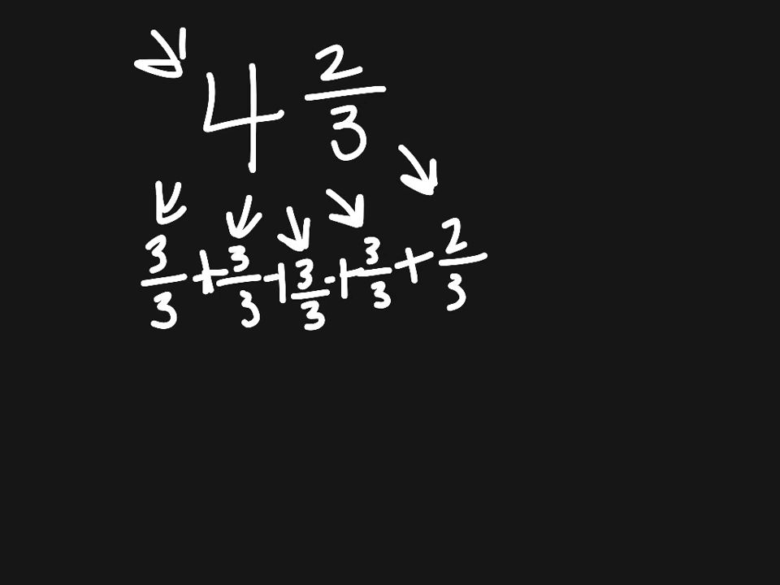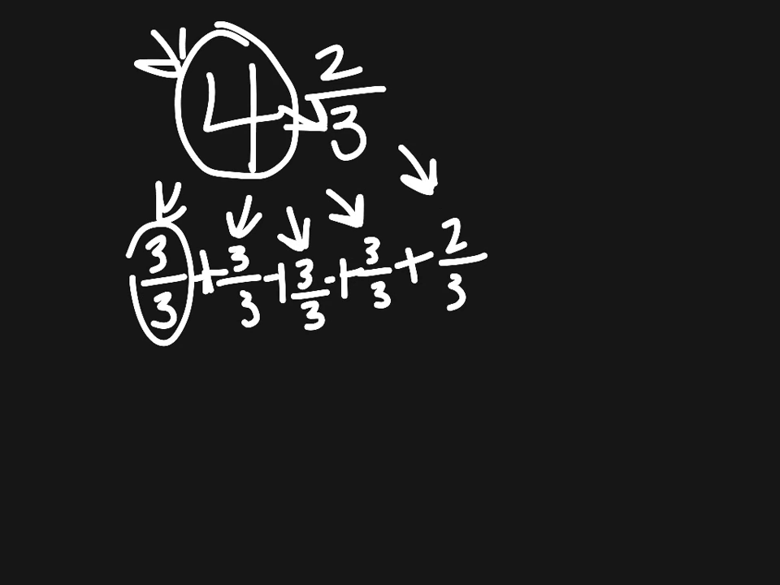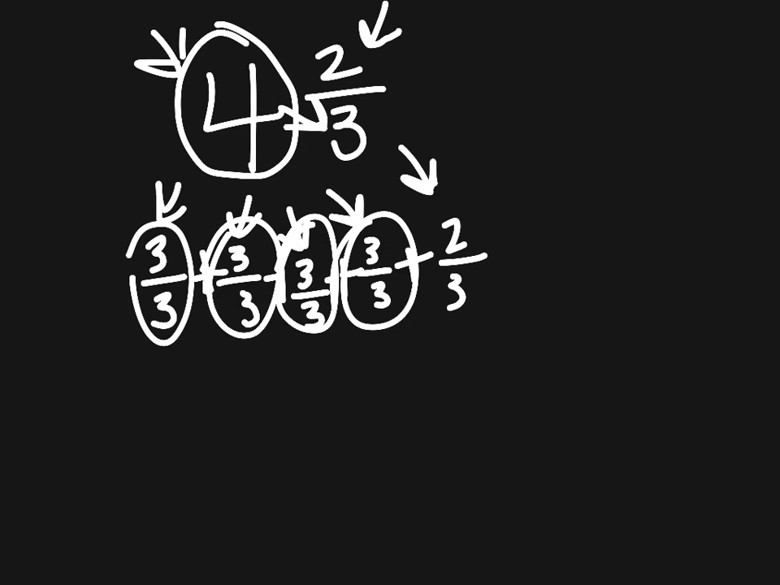So what you could do is take your whole number and multiply it by the denominator. Because here I see that I added 3/3 4 times. 1, 2, 3, 4. So I know that the sum of these is going to be 12, which is the same as 4 times 3. So I could just do 4 times 3, which is 12, plus my 2/3, or my fractional part. And I would still get 14 thirds.